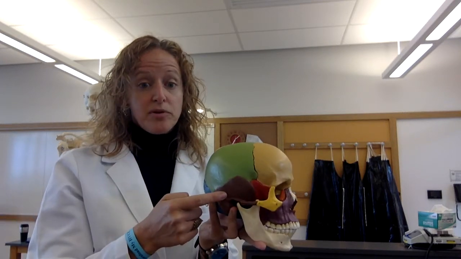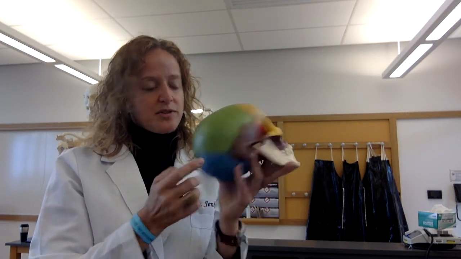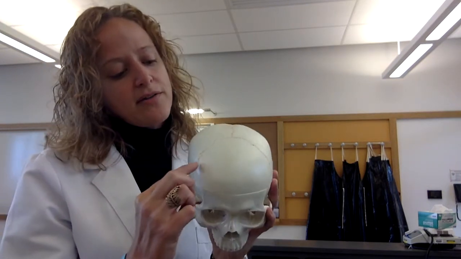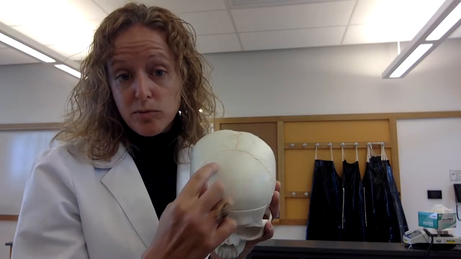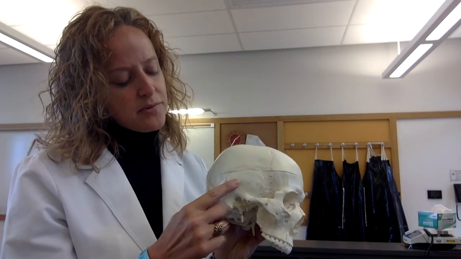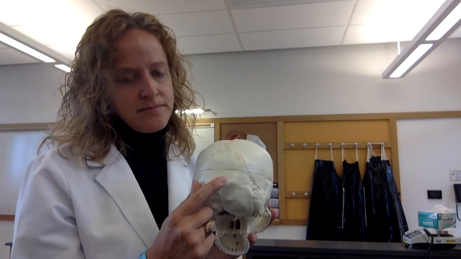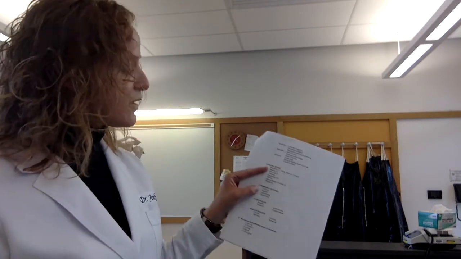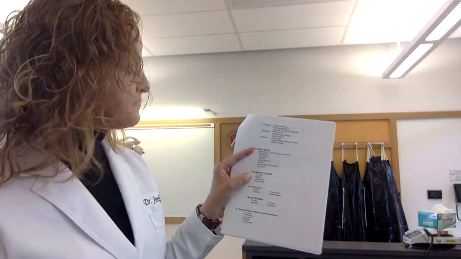This one is nice and colored. Frontal, parietal, temporals by the temple, and occipitals in the back. Same bones here, and they're separated by these sutures, or immovable joints. Frontal, parietal, temporal, and occipital. You will be asked to know those sutures. So you'll see four prominent sutures.